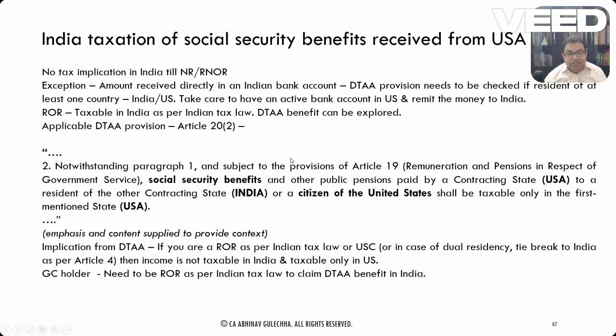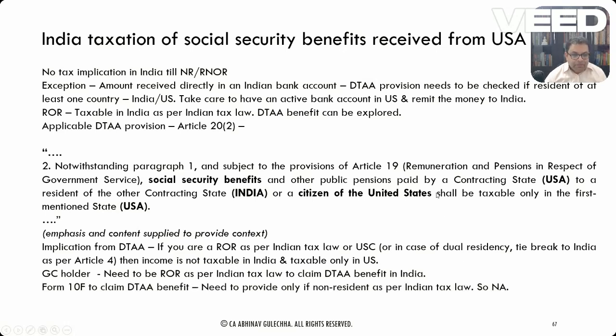Now, the question arises that the specific mention is of citizen of United States. It doesn't mention anything on the green card holders, right? So what happens to green card holders? Here again, the green card holder has to be an ROR as per the Indian tax law to claim the DTA benefit in India. If that GC holder is an NR or RNOR, there is no tax implication. But if the person is an ROR, then the person can claim the DTA benefits in India, right?